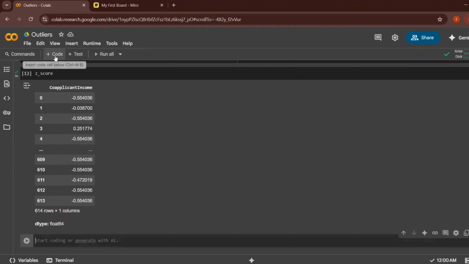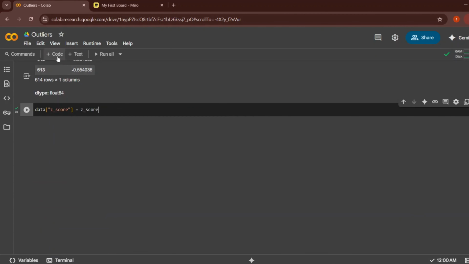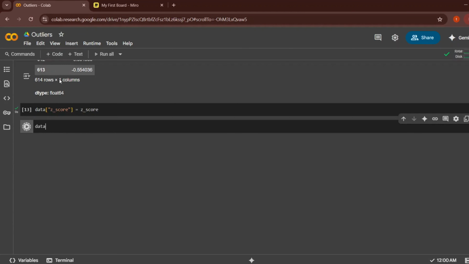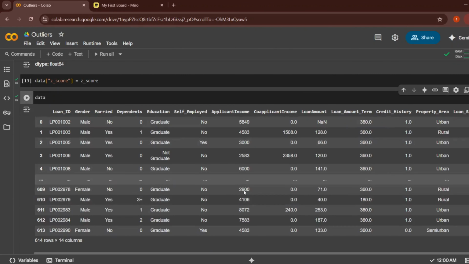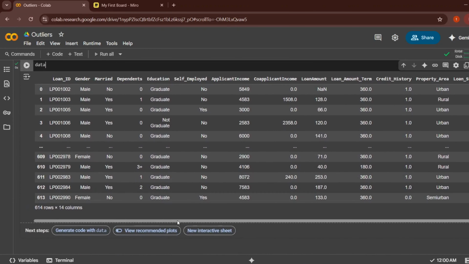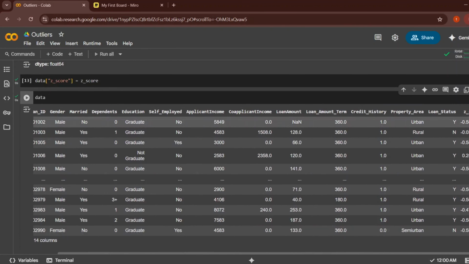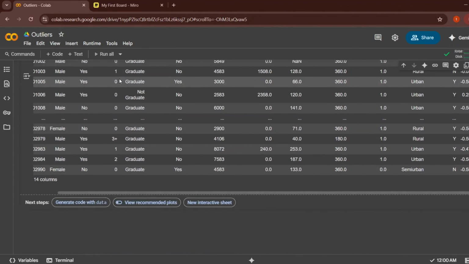Now we have to place this z-score column into our data set. And how will we do that? For doing that, we would write data z-score equals z-score. Alright, let me run it, and now I'll run the data set again, and you would find the z-score column at the very end. Here it goes. Now we have appended the z-score column to our data set.